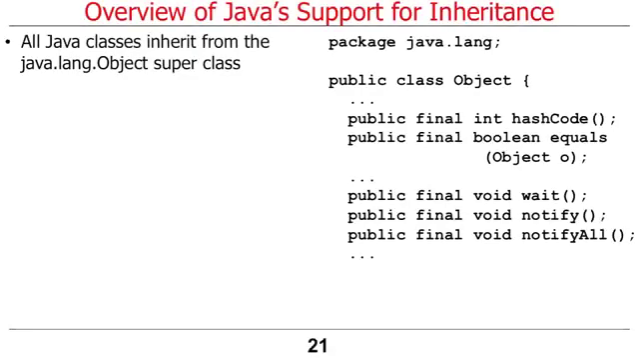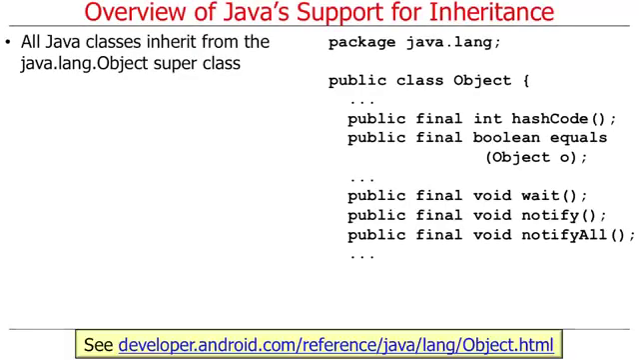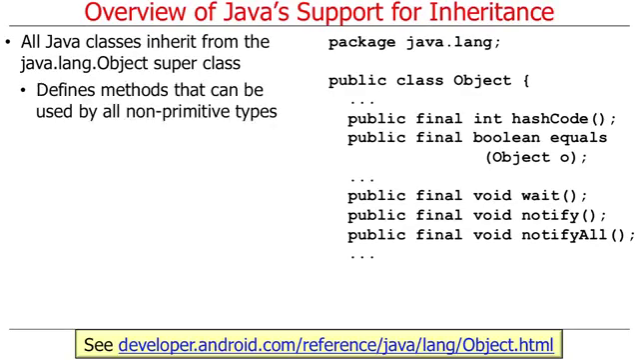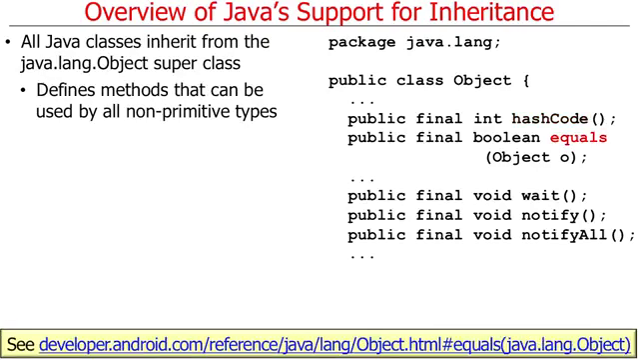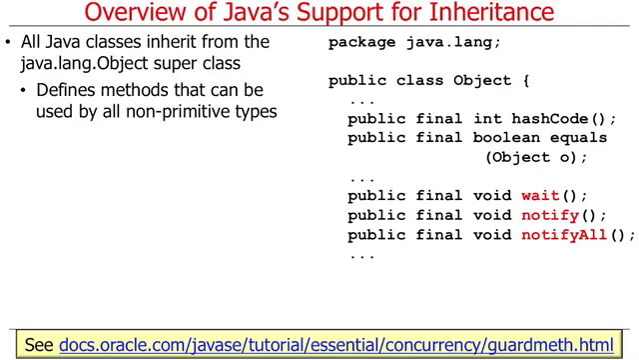All Java classes directly or indirectly inherit from the object superclass that resides in the Java Lang package. This superclass defines methods that can be used by all non-primitive types, such as classes and arrays. For example, object defines methods that return an integer hash code for an object and use this hash code to check whether two objects are equal or not, as well as methods that objects can use to coordinate their actions in multi-threaded programs.